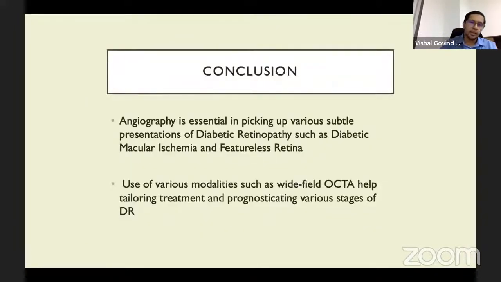To conclude, angiography of any sort, dye or non-dye based, is essential in picking up very subtle presentations of DR, such as macular ischemia and featureless retina. And use of various modalities such as the widefield Optos helps tailor treatments and prognosticate the various stages of DR.